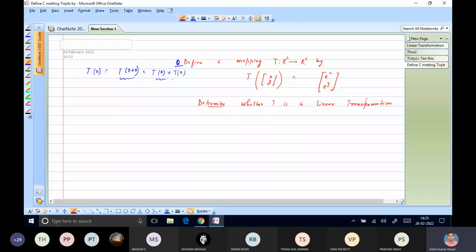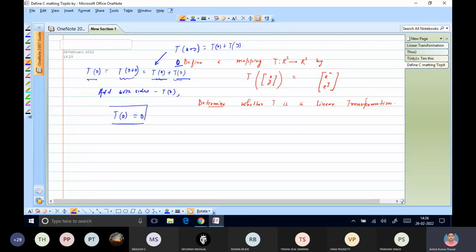T(0 plus 0) is T0 plus T0. Why? Because T of x plus y is nothing but Tx plus Ty. Using this property of linear transformation, I can write T(0 plus 0) equal to T0 plus T0. Now I add minus T0 to both sides. So T0 minus T0 is 0, and on the other side, one T0 and minus T0 cancel and you have T0.